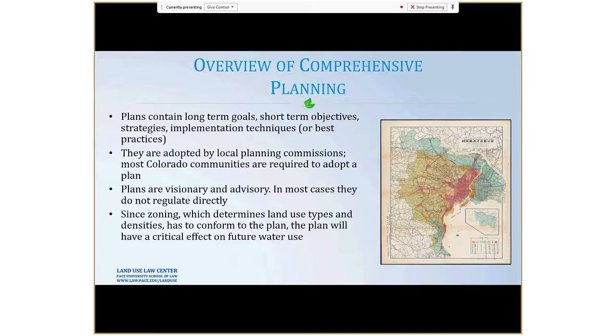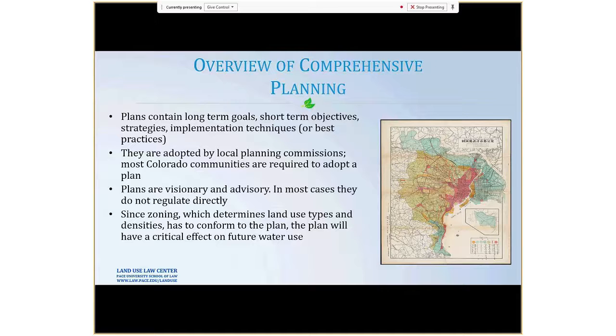They are adopted by local planning commissions, that is, the comprehensive plan in Colorado. Local legislative bodies can be asked to affirm those comprehensive plans, but the commissions adopt and amend the comprehensive plan, and most Colorado communities are required to adopt such a plan.